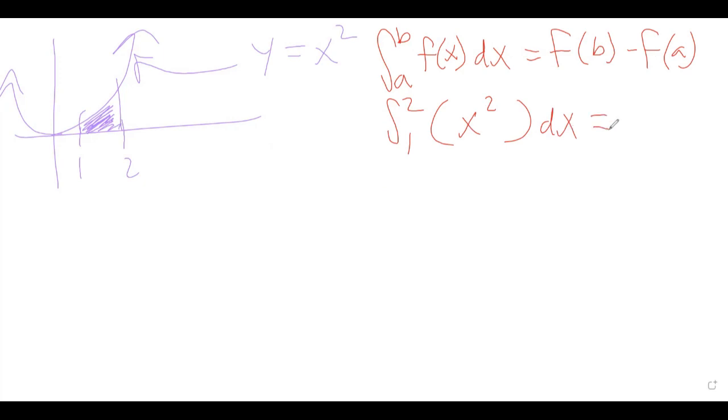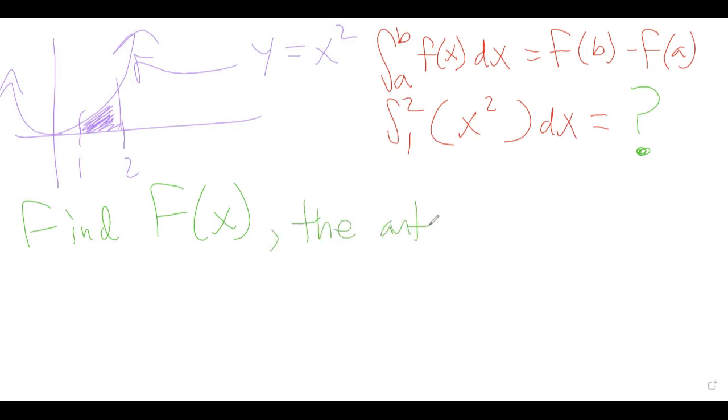So equals, and for now, let me just put a green question mark. Leave that alone for now. So here's what I want you to do. Over here, I want you to find big F. And big F is the antiderivative of little f, where little f is the original. So the original equation is little f. I need you to find big F, the antiderivative, like we were doing in the warm-up just a moment ago. So let's find big F of x.